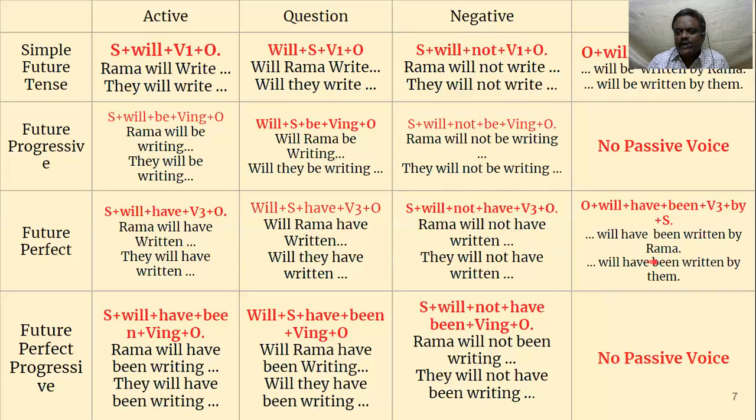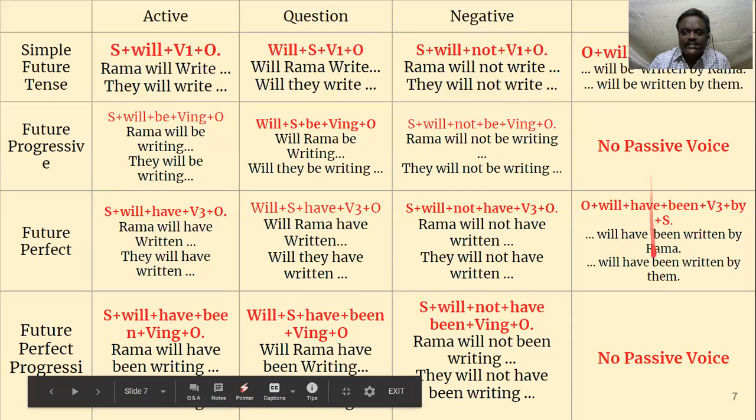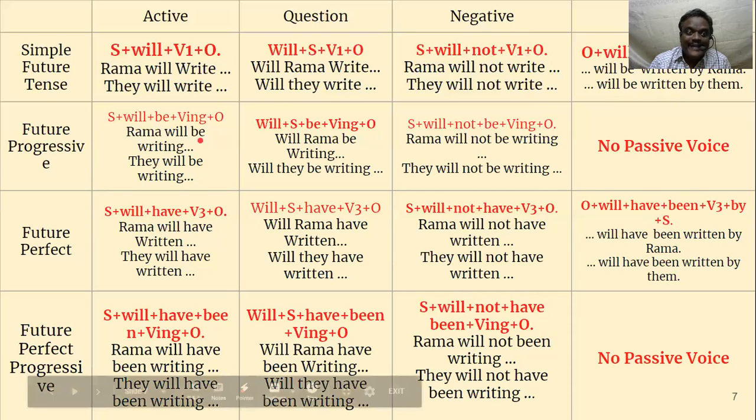Then let us come here. We have will have. Yeah, here it is correctly written. Object plus will plus have plus been plus V3. So a letter will have been written by Rama. Whereas in present tense we use a letter has been written by Rama. But here there is no need of using has at all. Directly we use have. So a letter will have been written by them. See, I told you there is no passive voice for future progressive. There is one rule, one observation I made: in active voice, wherever there is direct be, there is no passive voice.